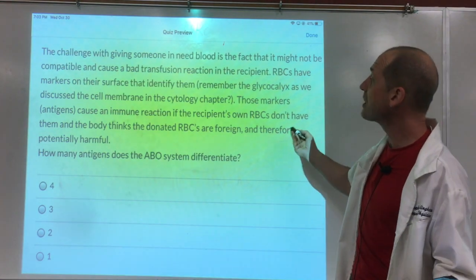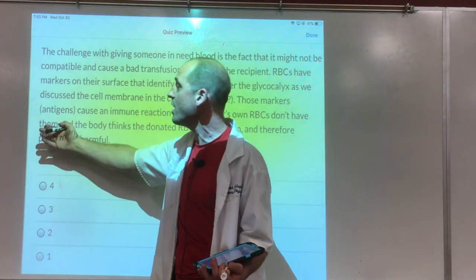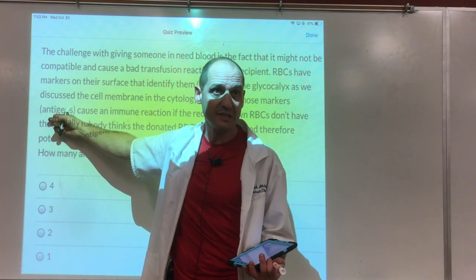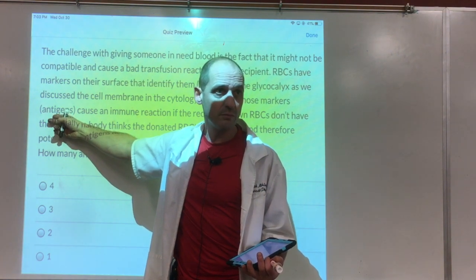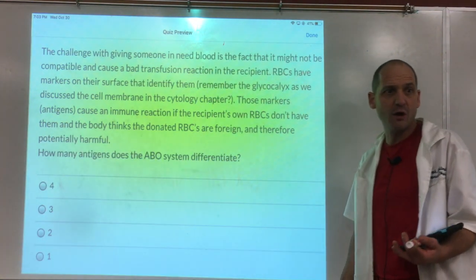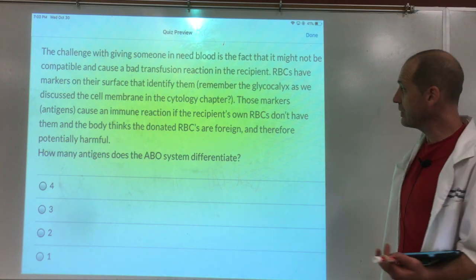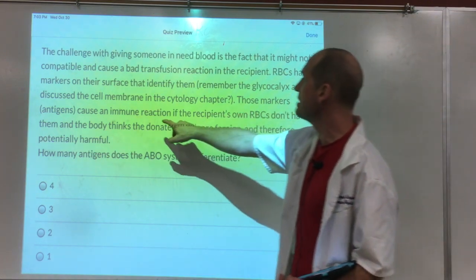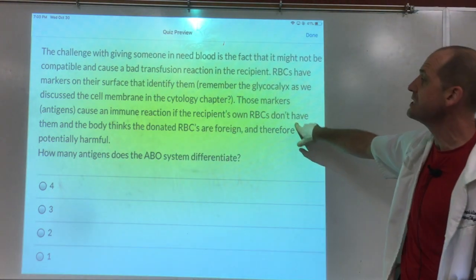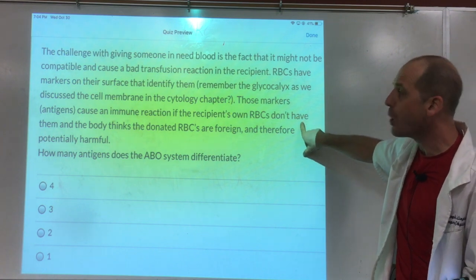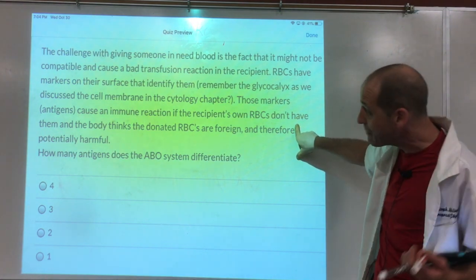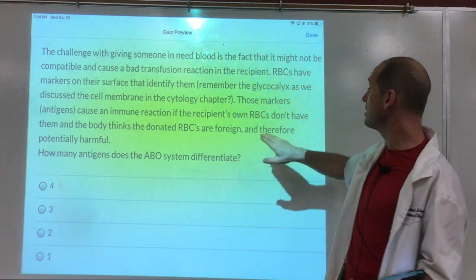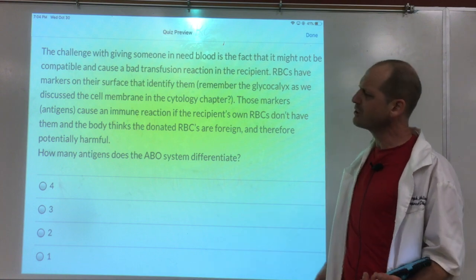So if you give somebody blood with an antigen on their blood cell that they don't recognize, the immune system is going to attack it. That's a problem. When it attacks it, you get blood clumping and you can die. Those markers cause an immune reaction in the recipient, whose own RBCs don't have those markers, and the body thinks it's a foreign substance. So the body has a reaction to it. That's a problem.